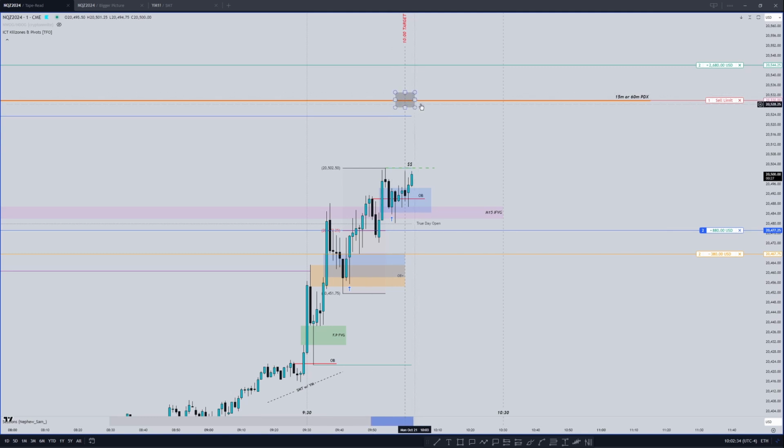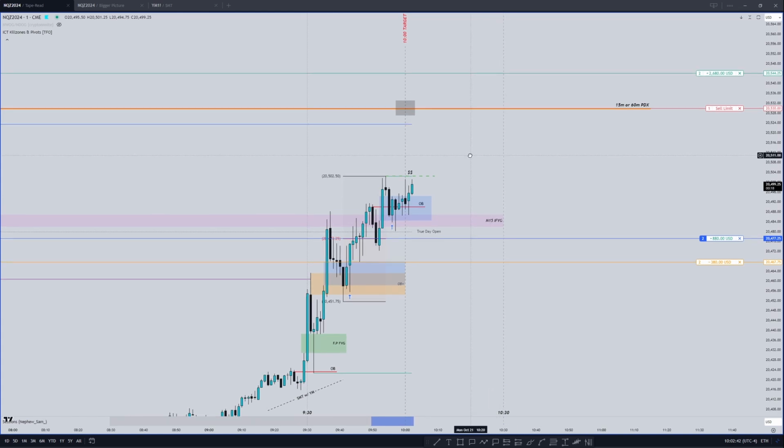So since we're kind of slightly behind schedule, we're not going to reach this at 10 a.m. I would expect now we're going to reach further into London close. So 10:30-ish. But that's still the draw right in there. Given it is Monday too, so I guess we can expect some slightly difficult price action.